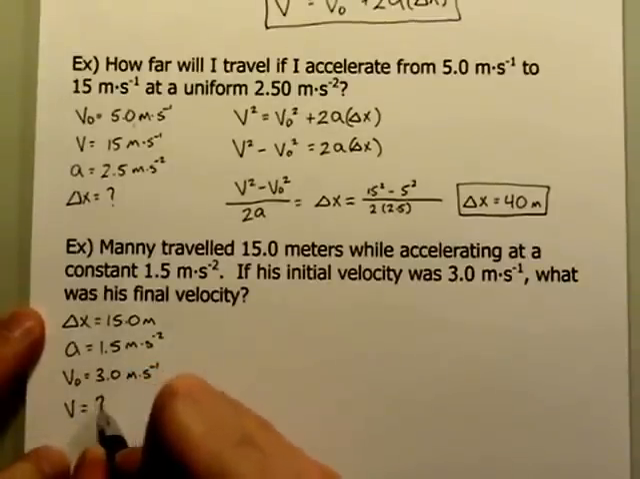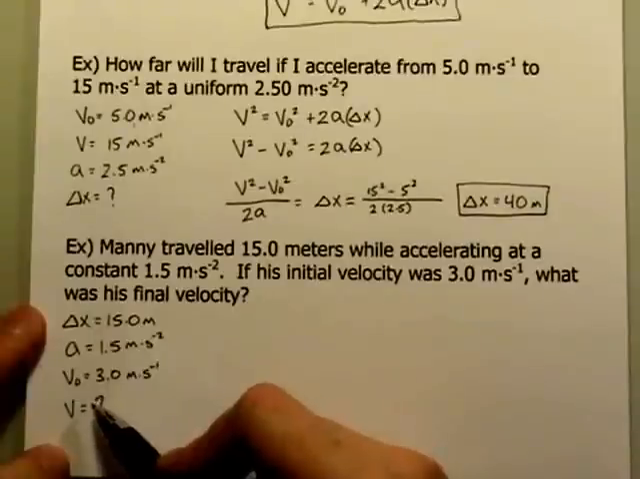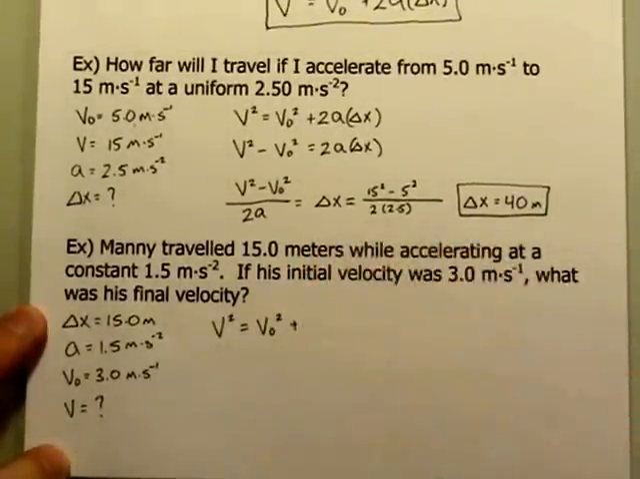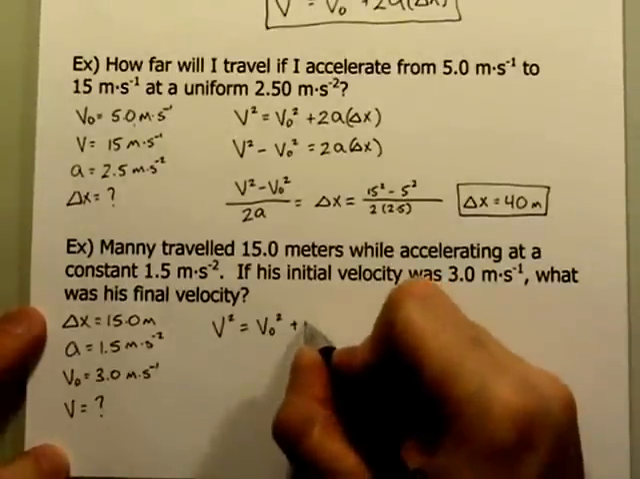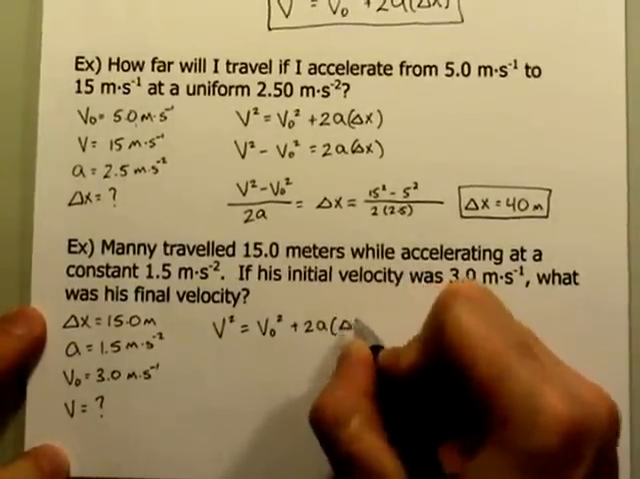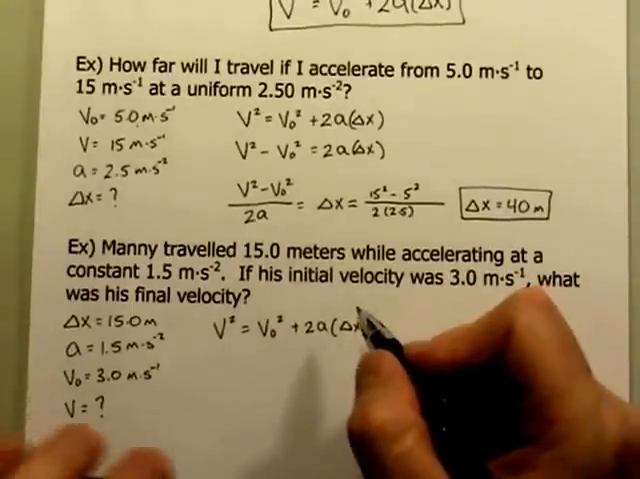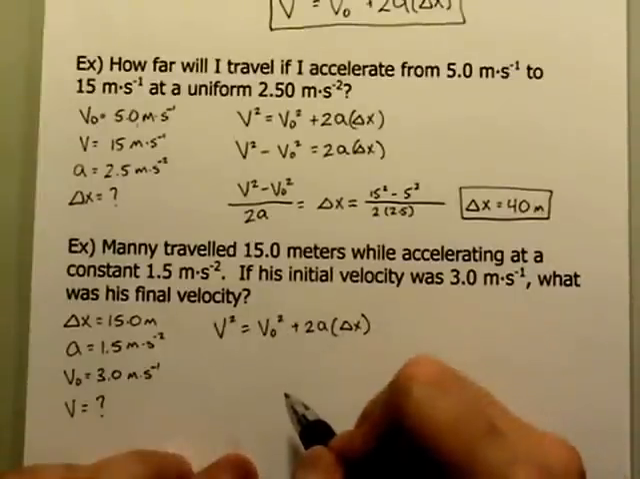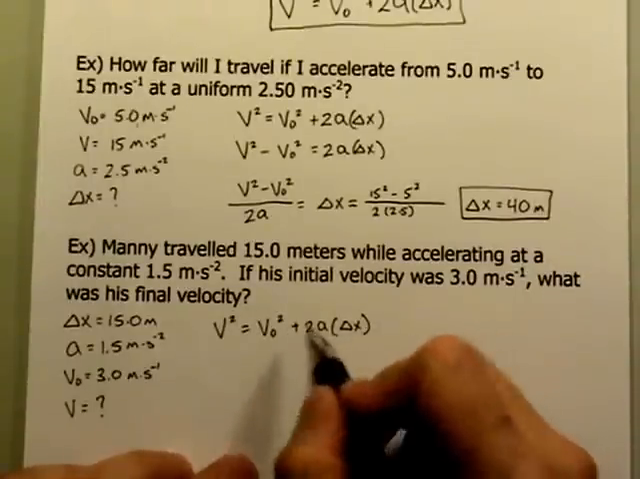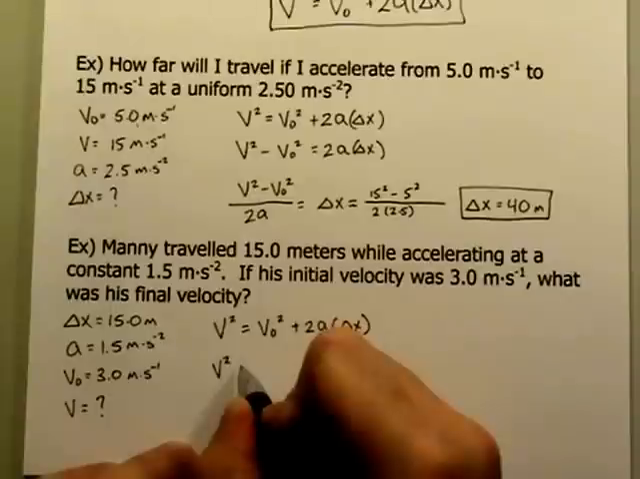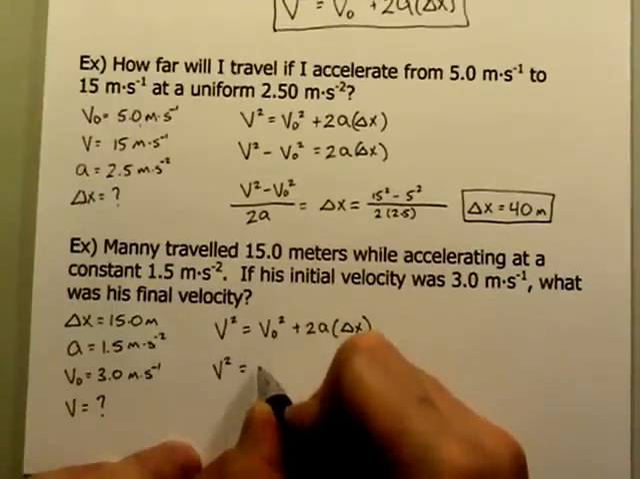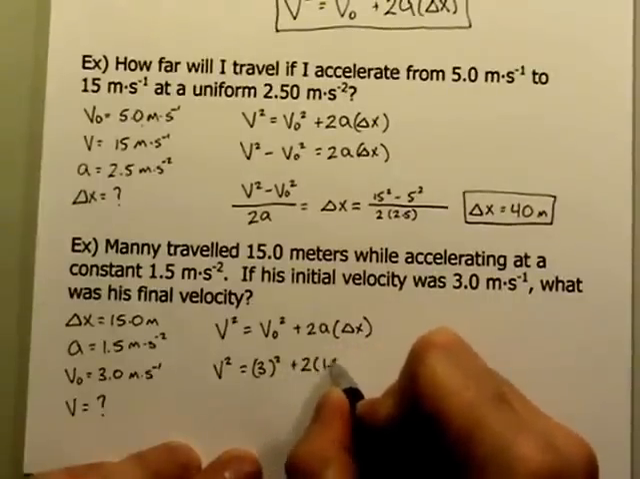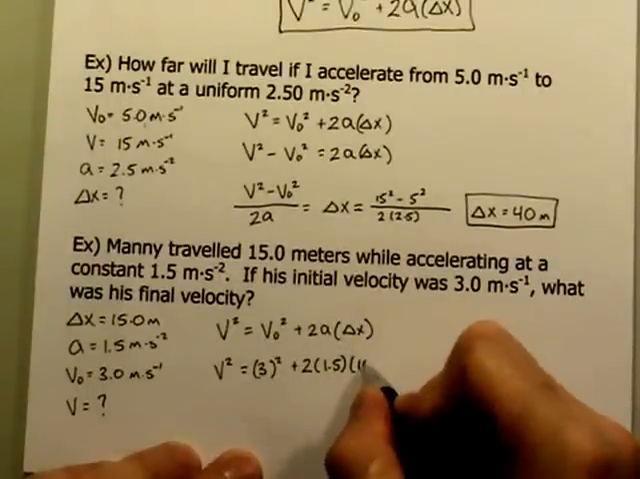and we are looking for v. Alright, this one's actually a little easier because you can see we won't have to solve for anything. I tend to find that I leave the equation like this. Obviously I could put a square root symbol over the whole thing. I really don't like the radical sign if I can avoid it. So I'm just going to leave this as v squared for right now, and we'll go ahead and plug everything in on the other side. We had 3 squared plus 2 times 1.5 times the displacement of 15.